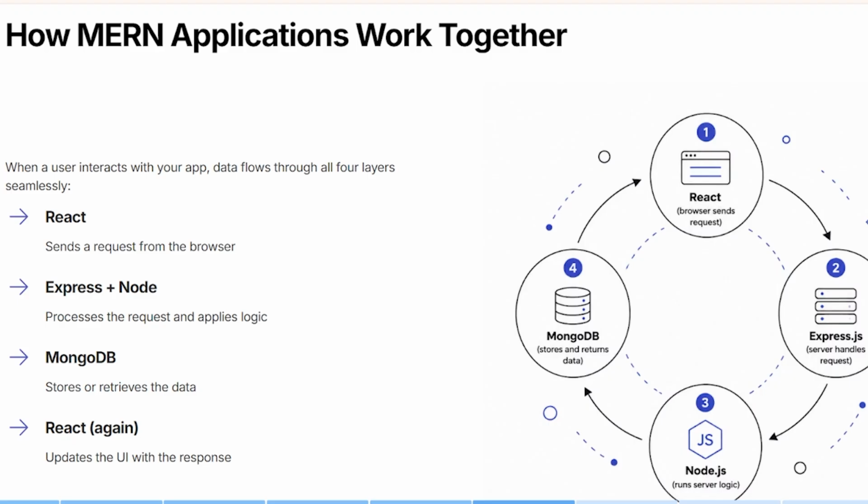Every time you log in, register, place orders or update your profile, this flow takes place behind the scenes. Okay, understand this data flow is the most important concept in full stack development. First of all, React sends the request from the browser, and Node.js and Express.js apply the business logic, and MongoDB stores the data or retrieves already existing data. Then React will again update the user interface for the response.